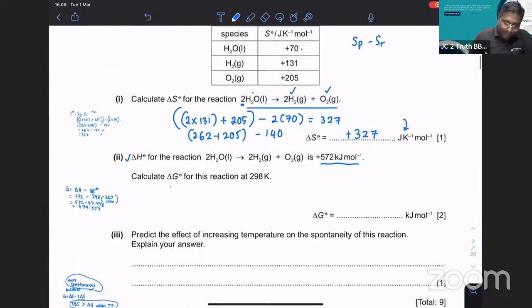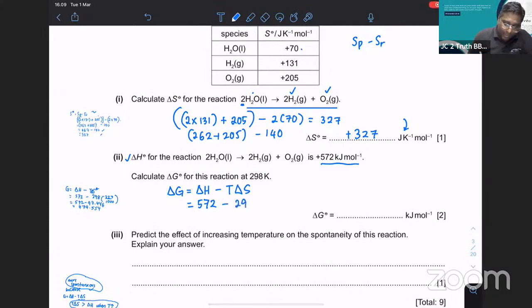Do remember last time I told you Mr. Gopi is not so hot. So Mr. Gopi is not so hot: it's going to be delta H, not so hot. So you just put it over there and you just need to calculate. Delta H is going to be 572 kilojoule. You just need to be careful with that.